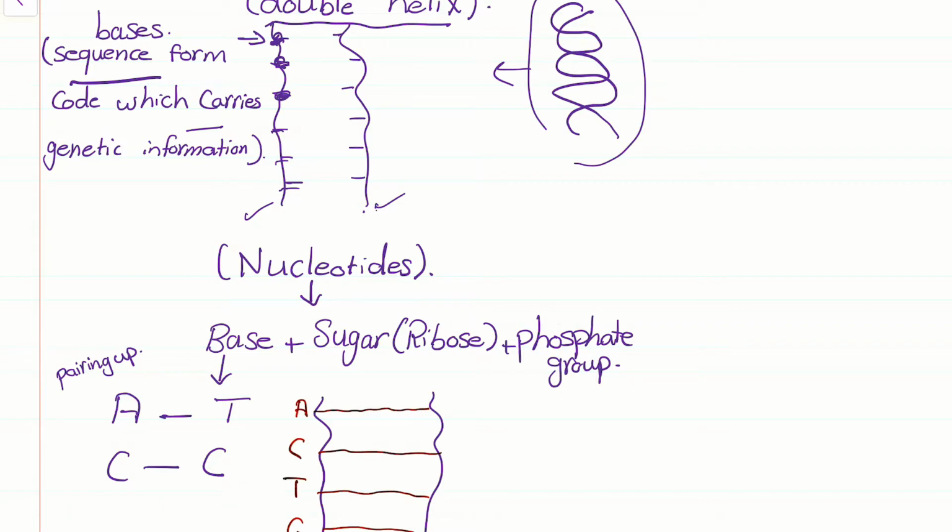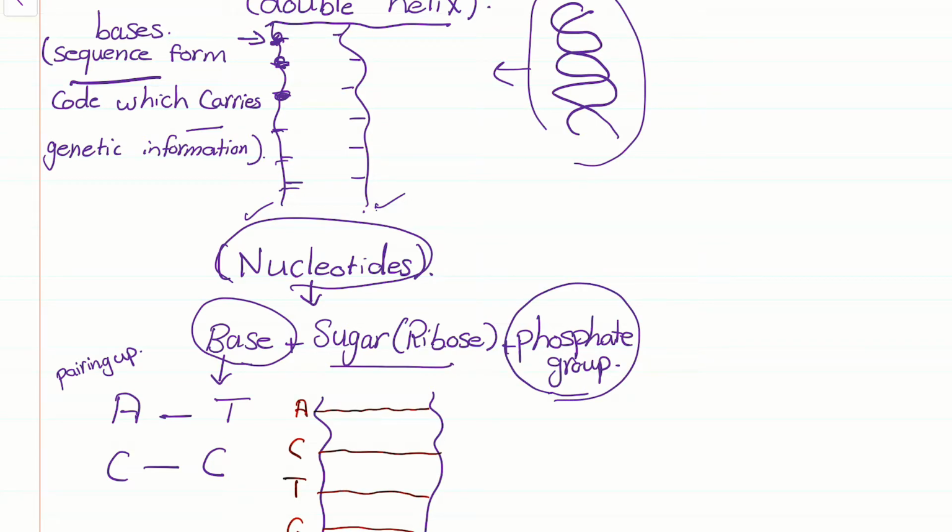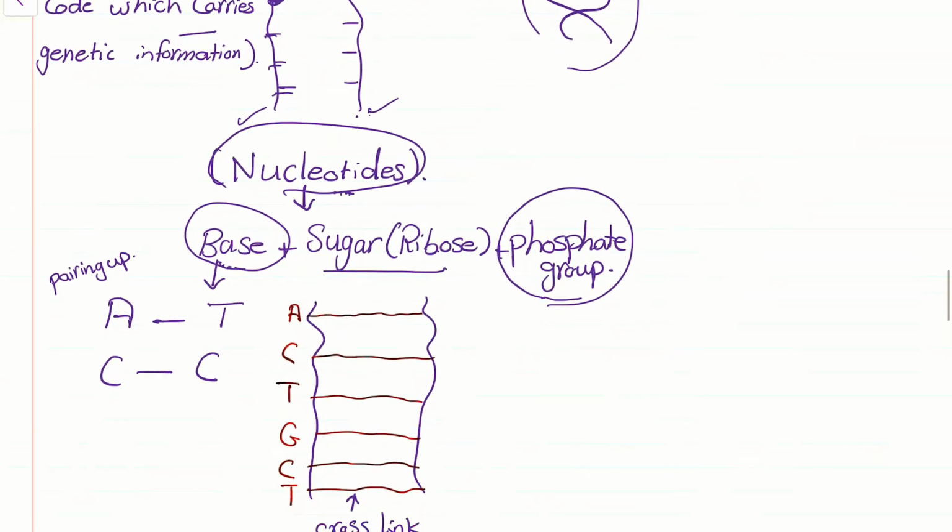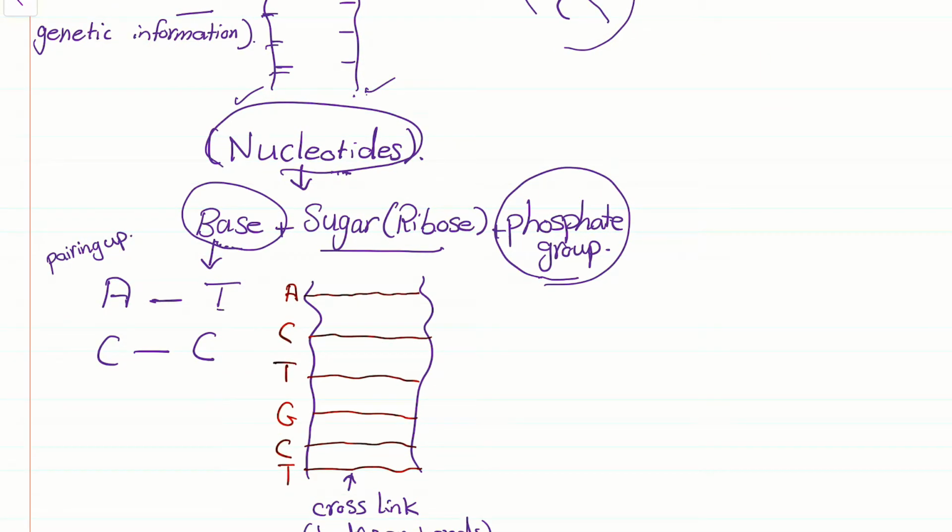Here, as I told you, we have the bases. Actually they are called nucleotides. Each nucleotide is formed of a base plus a sugar, which is mainly ribose, meaning just 5 carbon atoms, and a phosphate group. The nucleotides differ from one to another according to the bases, because actually we have 4 bases: A, which pairs up with T, and C, which pairs up with G.